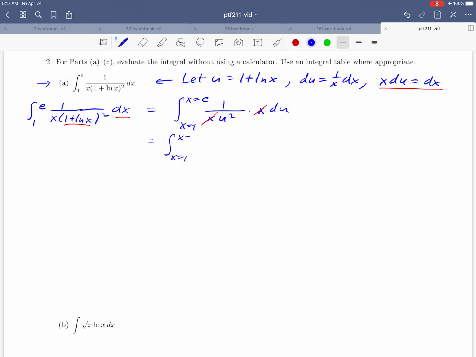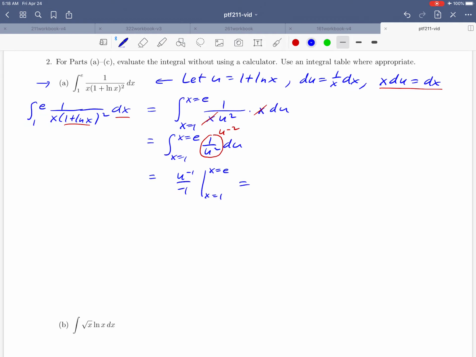Okay, so rewriting our integral, we've got 1 over u squared du. We can rewrite that 1 over u squared as u to the negative 2 if we take that u squared and move it up. So all we really need is the power rule to take an antiderivative here. We're going to get u to the negative 2 becomes u to the negative 1 over negative 1, evaluated between x equals e and x equals 1.